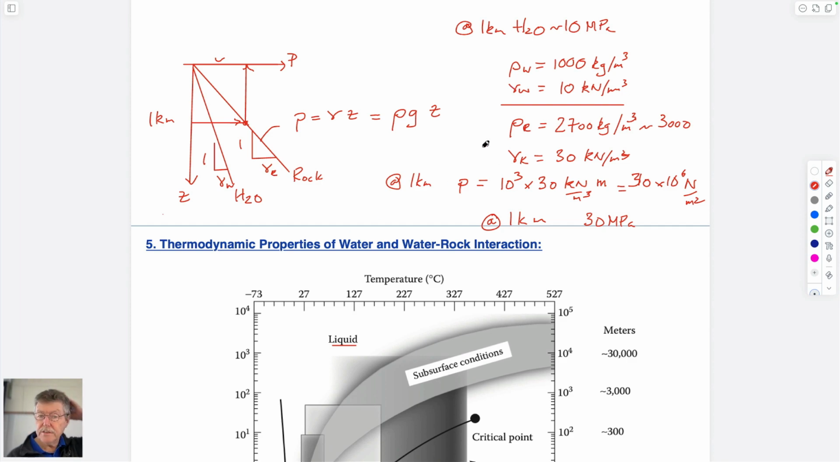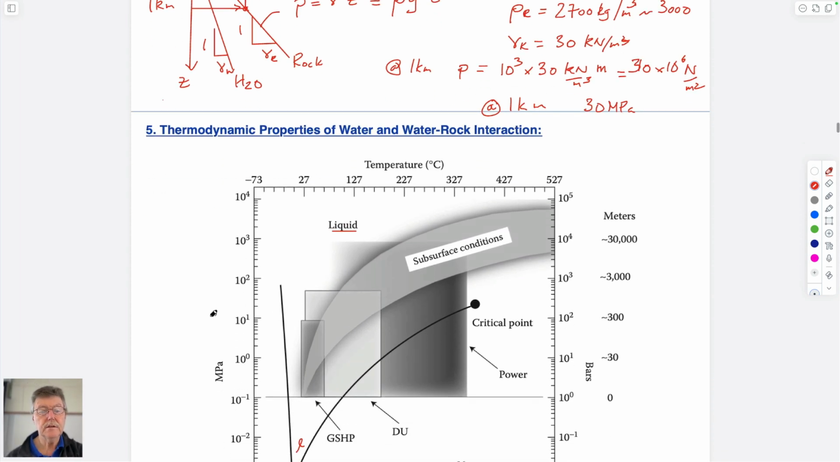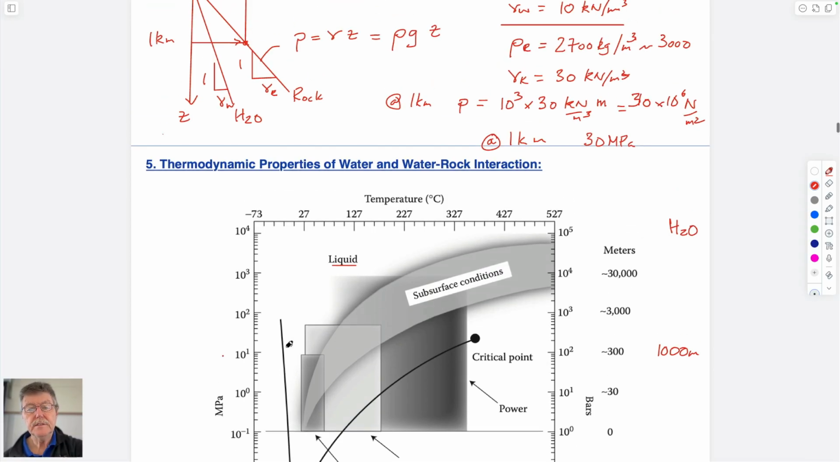And so on this figure here, you could equate 10 MPa would be equal to 1,000 meters of water. 30 MPa would be, so this would be 1 kilometer of rock.